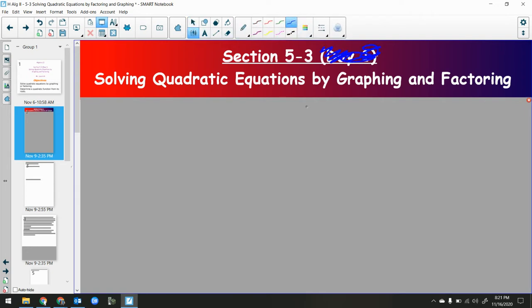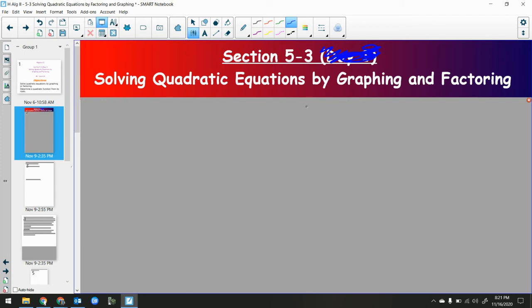Okay. Now, section 5.3 is all about solving quadratic equations by graphing and factoring. And now, just to kind of preface this, since they are Mrs. Napholtz's guided notes, I actually don't have them with me right now. So if there is something that's a little different, I'm really sorry. Just kind of bear with me and go with the flow. Yeah, that's like everybody's mantra right now. Just go with the flow.